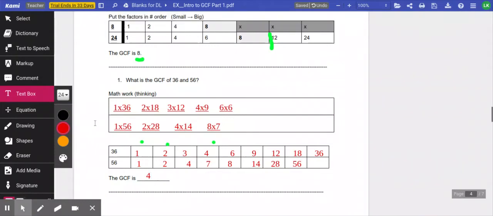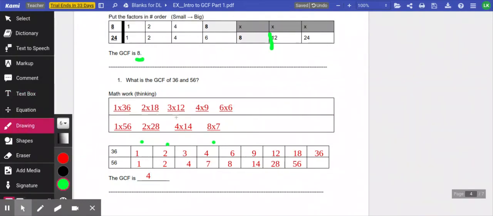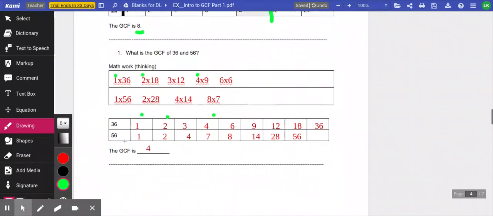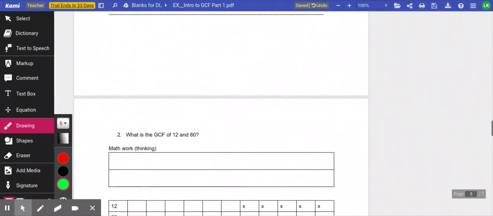So you can see that you could just look at your math thinking space and say, oh, what number do they have in common? They have 1. They both have 2. They both have 4. That's it. And then say the largest is 4. Either way, whatever works for you. All right, let's go on to number 2.